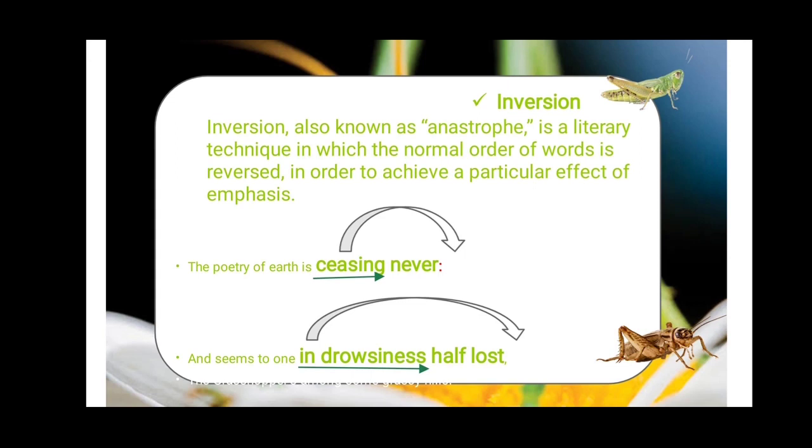And in the 13th line, "and seems to one in drowsiness half lost." In drowsiness half lost, seems to one half lost in drowsiness. This is an example of inversion. The words in drowsiness have been placed before half lost. So these are the examples of inversion.